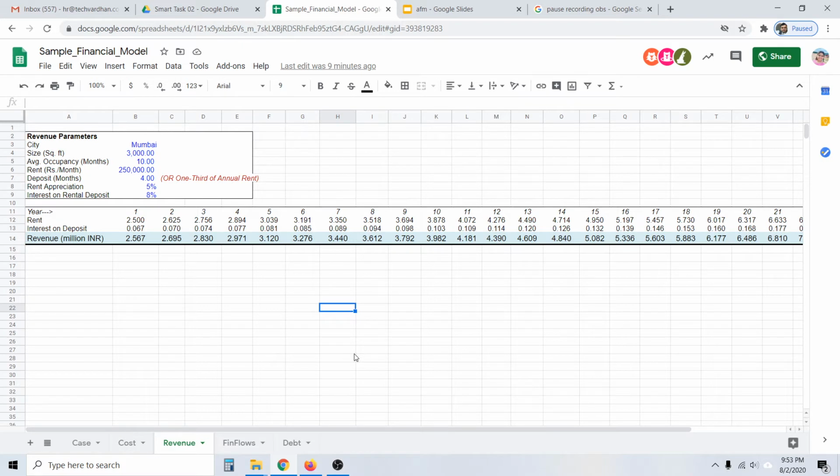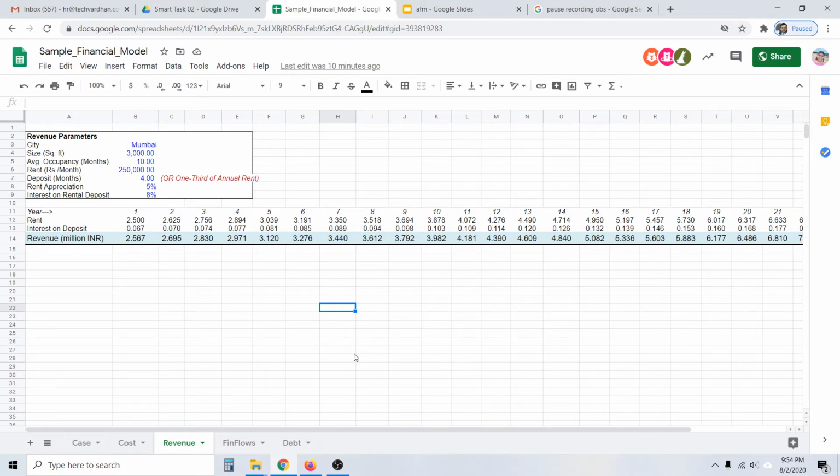And then this is written in a bracket, 1/3 of the annual rent. Sometimes 4 months of deposit is applicable when the guy is staying in this apartment for 12 months. If somebody stayed for 10 months only, or maybe 6 months, then 1/3 of that rent should be taken as deposit. Now, interest on the rental deposit is 8%, rent appreciation 5%, meaning 5% of the rent got appreciated.